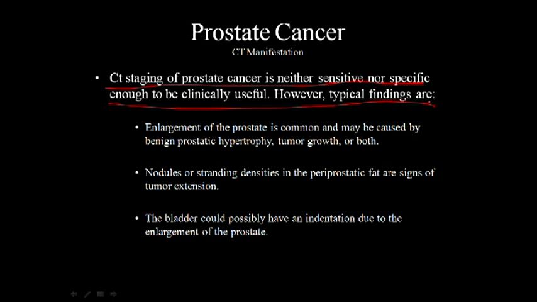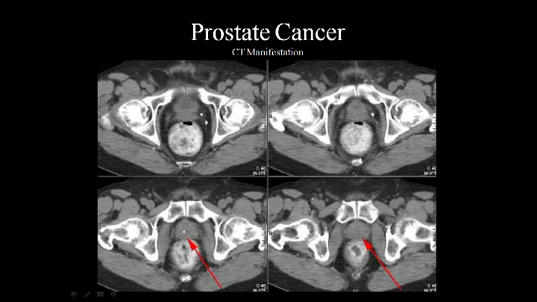So you could have enlargement of the prostate simply as a normal function, or it could be caused by tumor growth. Nodules or stranding densities in the periprostatic fat are signs of tumor extension, and the bladder could possibly have an indentation due to the enlargement of the prostate. Usually, this is what you're going to see: a bladder indentation and possibly enlargement of the prostate outside of normal measurements. That's pretty much all CT can give.